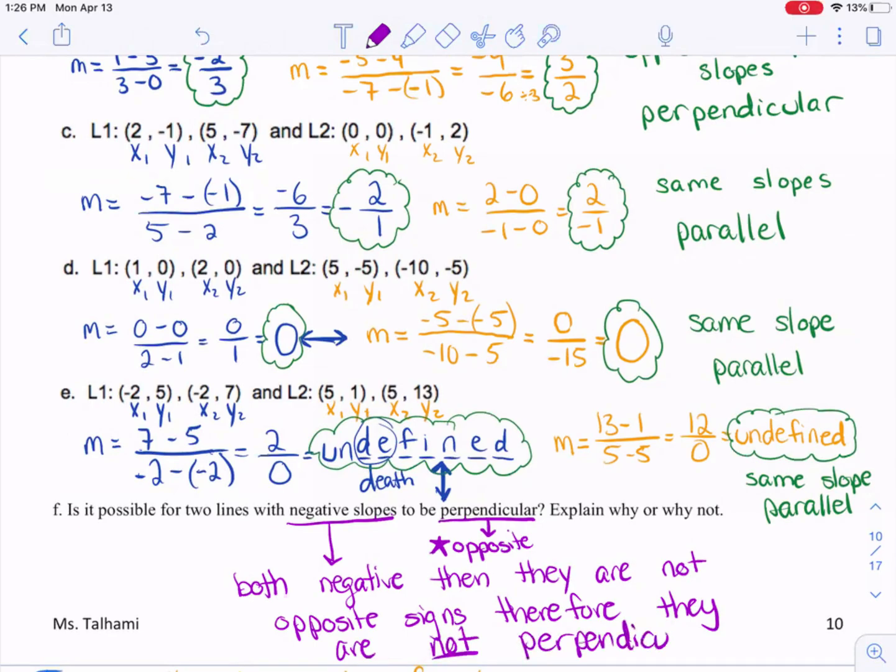Remembering that word explain means you must use words, not just a yes or no response, words to explain why or why not you came up with your answer. So we really should have written no to answer the question and then our explanation. Great. So at this point, you should understand the difference between the slopes of lines that are parallel, perpendicular, or neither. You should understand the process.